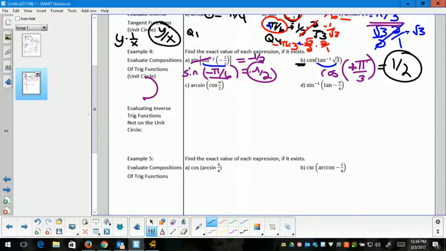So here's what happened in letter B. First off, it said tangent inverse. So I found out which angle matched up to square root of 3. It was from quadrant 1. It was pi over 3. And now I have that answer. I have to plug it in, because, right, order of operations, we do what's in parentheses first and then the stuff outside. Now I have to find the cosine of pi over 3. So in my unit circle, I look at the x-coordinate, where it's pi over 3, and the x-coordinate is 1/2.